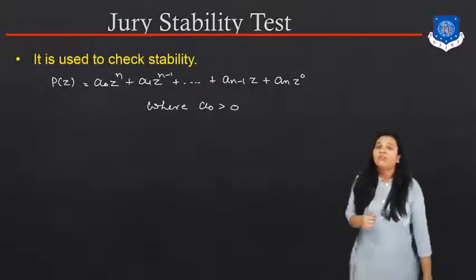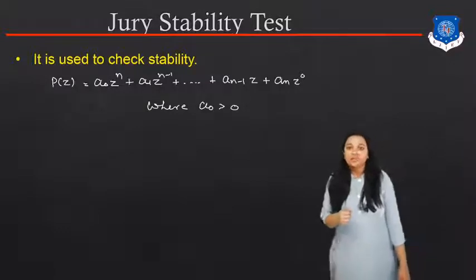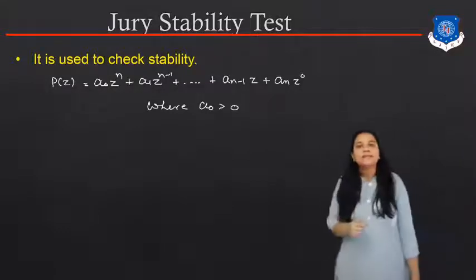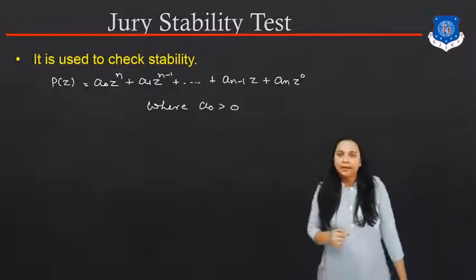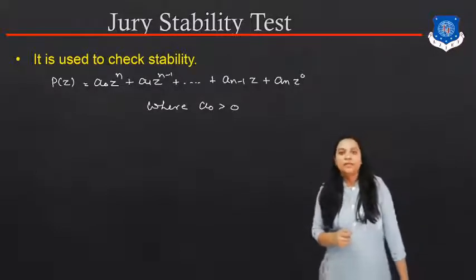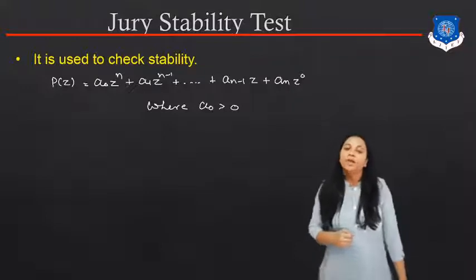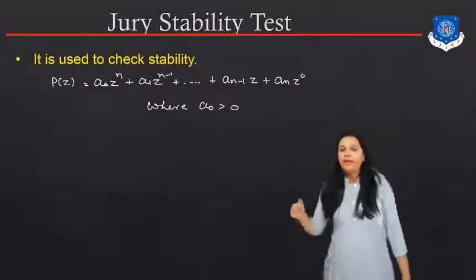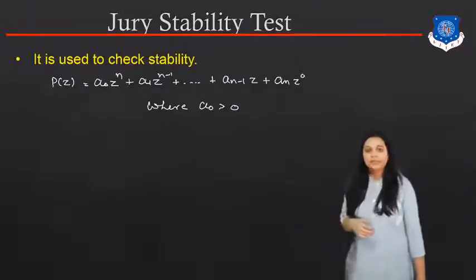Now, whenever we apply the Jury stability test, the characteristic equation is P of z equal to a0 z raised to n plus a1 z raised to n minus 1 plus up to an minus 1 into z plus an z raised to 0, where a0 is greater than 0.